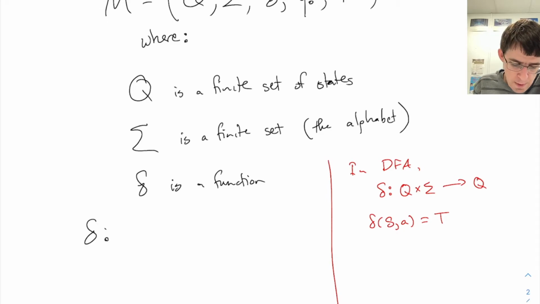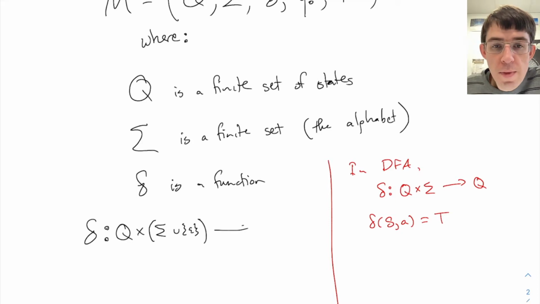Delta goes from Q cross sigma union epsilon. So what that means is the thing you plug in is a pair, where the first part of the pair is a state, that's the Q, and the second part is either a letter or epsilon, right? That's what this union here means. It could be a letter or it could be epsilon, because an NFA does allow transitions on epsilon when a DFA doesn't. And then the answer is a set of states, right?